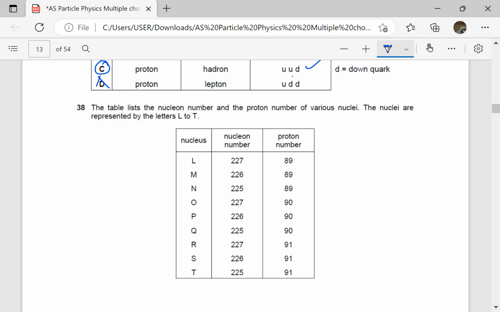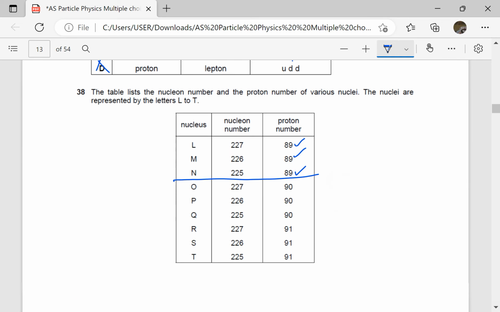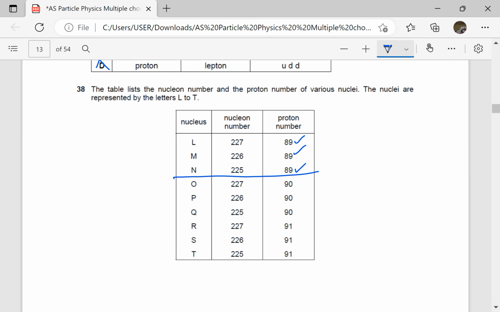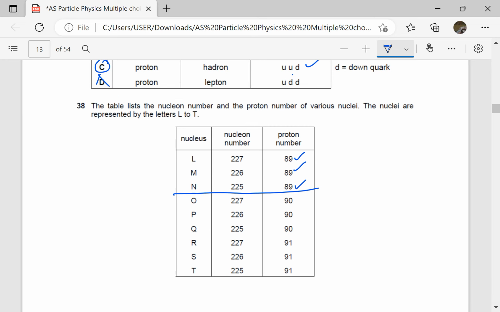Same element, same proton number. So let's look for same proton number. We have L, M, N. These ones have the same proton number. So 3 nuclei of the same element, that is L, M, N. So we can eliminate here. Oh no, they all have 3 with the same proton number, so we can't conclude on that. We also have to check the neutron number now.